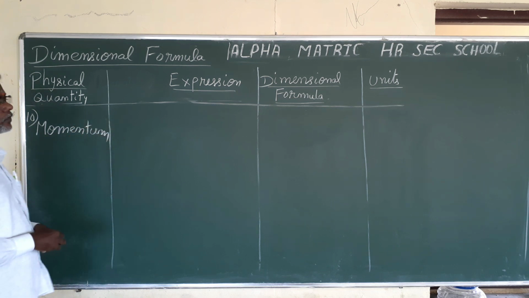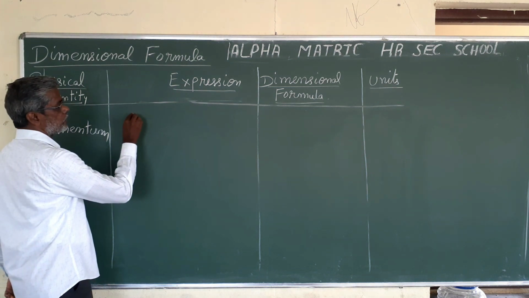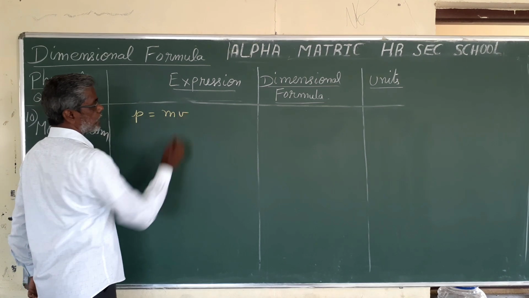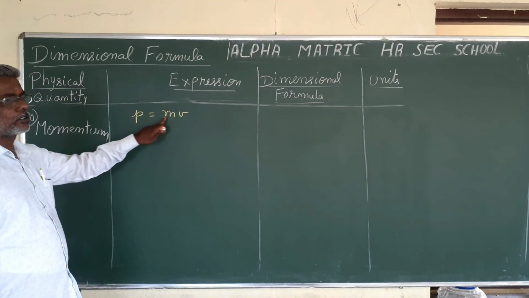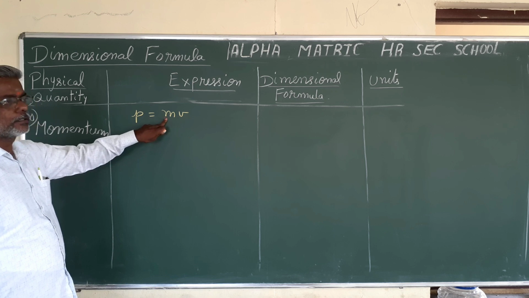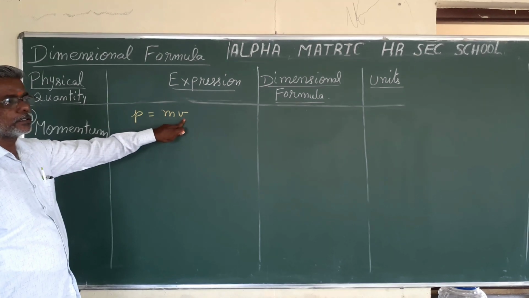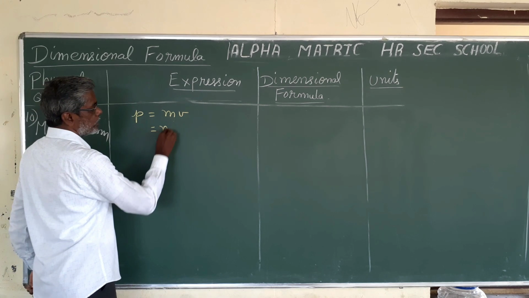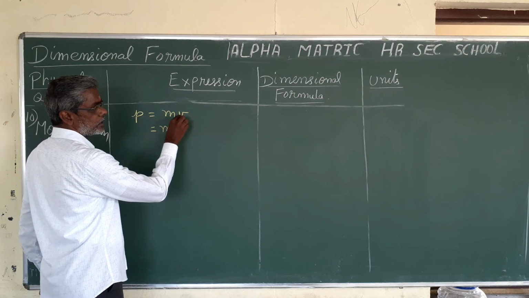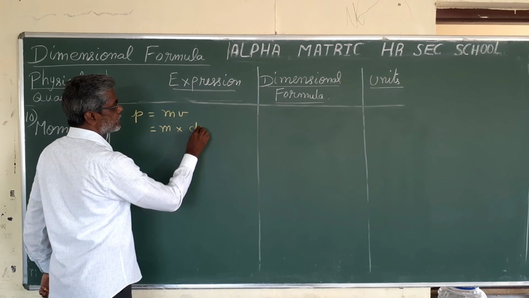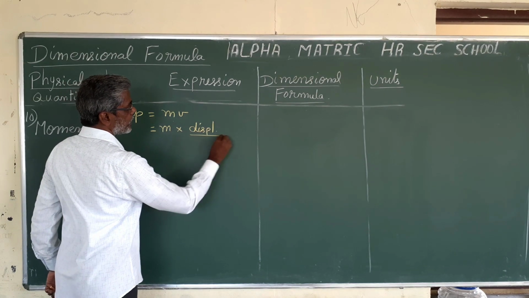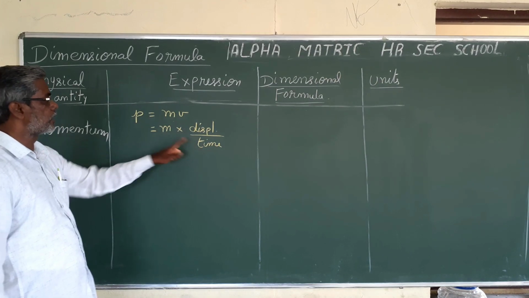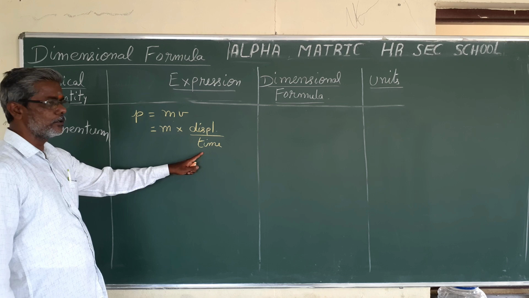What is the formula for momentum? The symbol for momentum is P. The formula is mass into velocity. So momentum is equal to mass into velocity. Mass is a fundamental quantity. V is a derived one, so convert it into fundamental. So mass into velocity, what is the formula? Displacement by time. The velocity formula is displacement by time. Now this one is fundamental, this also fundamental.